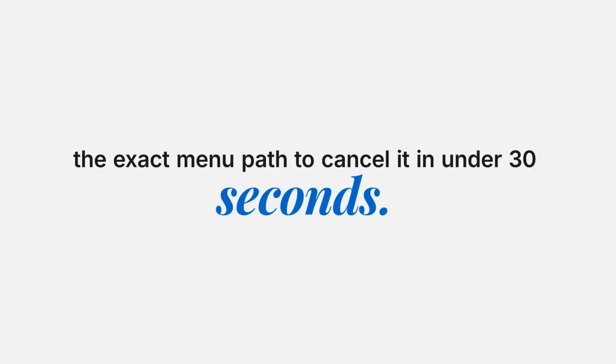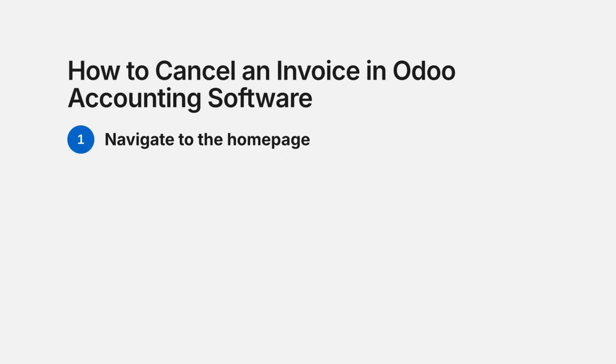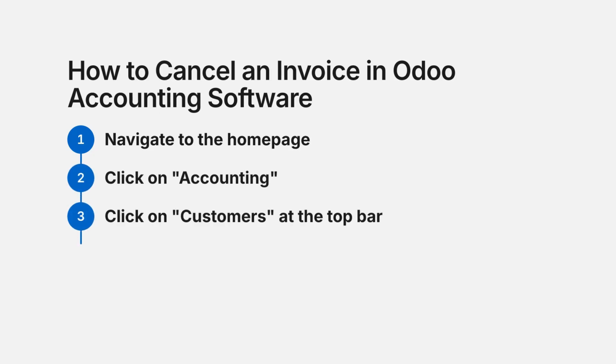Struggling to find a cancel button on a confirmed Odoo invoice? Learn the exact menu path to cancel it in under 30 seconds. We'll start from the Odoo homepage, go into Accounting, then Customers, open your invoice, and reset it to Draft to unlock the cancel button.